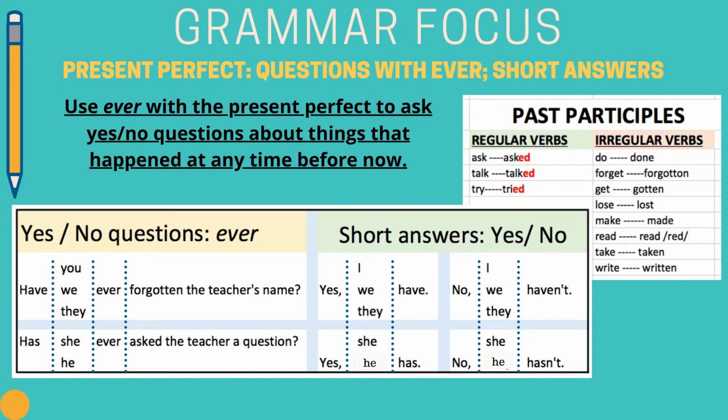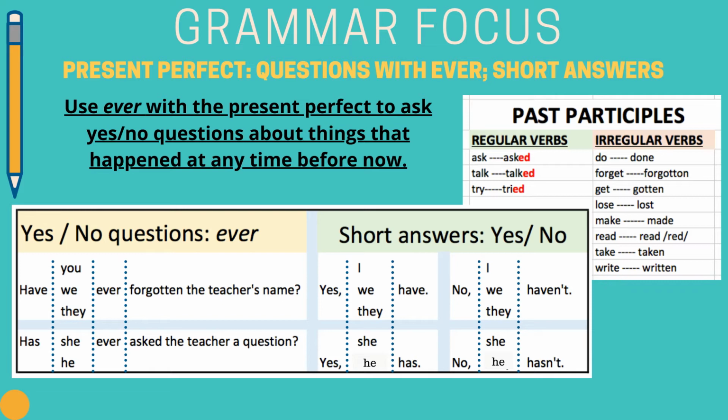So question, have you ever forgotten the teacher's name? This is where you put that verb in past participle. Forget becomes forgotten. Have you ever forgotten the teacher's name? Yes, I have. No, I haven't. Have we ever forgotten the teacher's name? Yes, we have. No, we haven't. Have they ever forgotten the teacher's name? Yes, they have. No, they haven't.